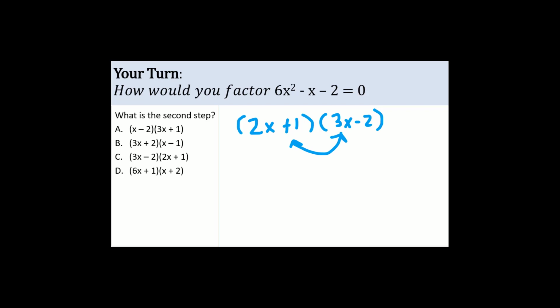I'll give you a minute to pause and see if you can find it, and then enter your answer. Just double check your factoring to make sure that you have it done correctly. All right, so if we change those sides, we have 3x minus 2 times 2x plus 1. Okay, so the answer is C.